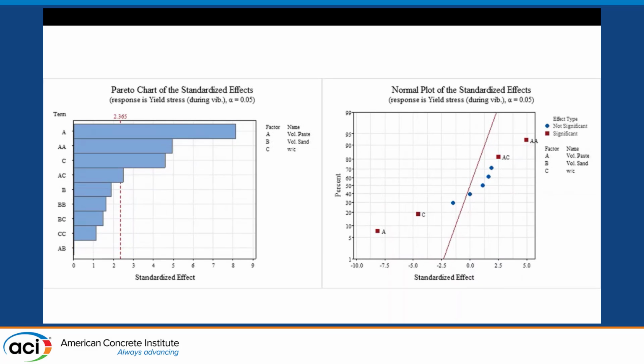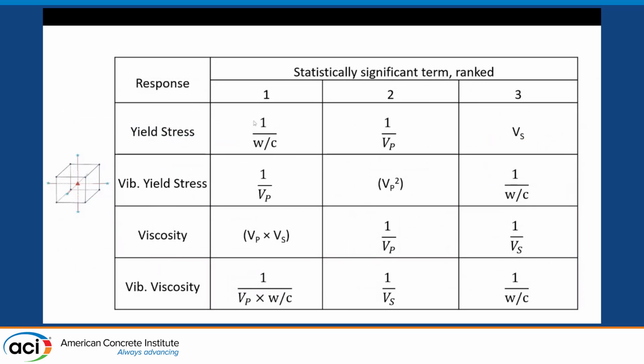Similarly, for yield stress during vibration, there were some parameters which did not influence the output, but there were 3 or 4 which did. A being volume of paste, a negative relationship with the yield stress during vibration, and so on. So I've summarized all of those in this table here. So statistical significance based off ranking.